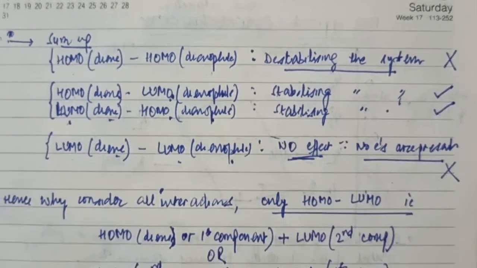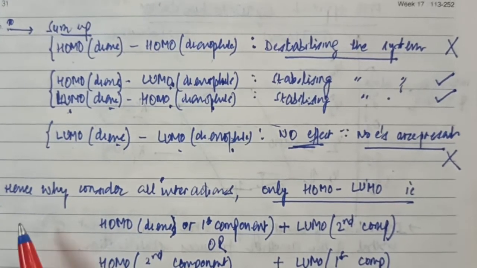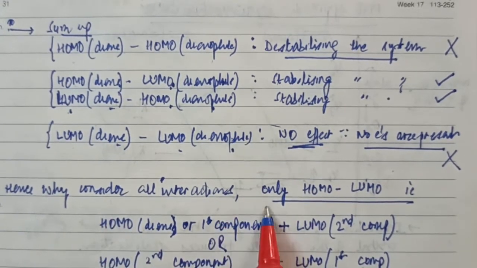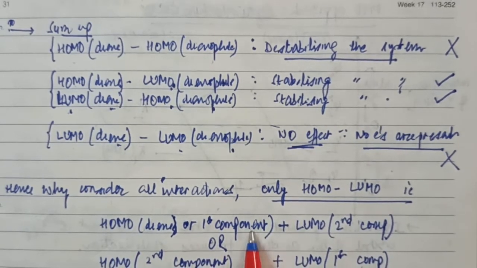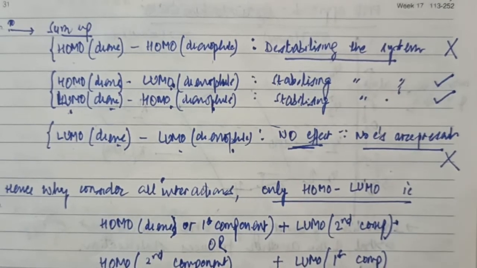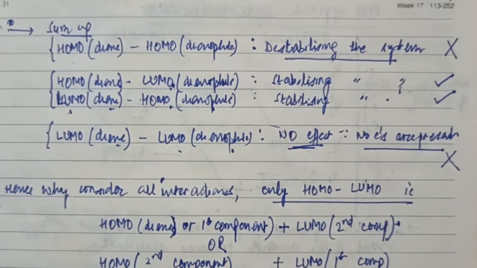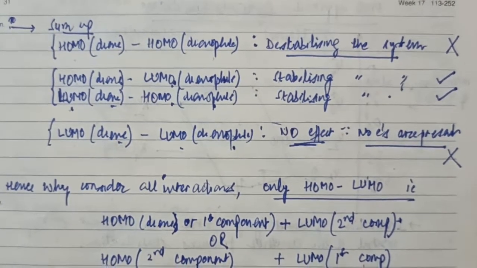Hence, the FMO approach is basically stemming from the fact of why consider all interactions? Only the HOMO-LUMO interaction, that is the HOMO of the diene, or the HOMO of the first component, with the LUMO of the second, or vice versa, HOMO of the second component with LUMO of the first component, is stabilizing, and therefore only worth consideration.